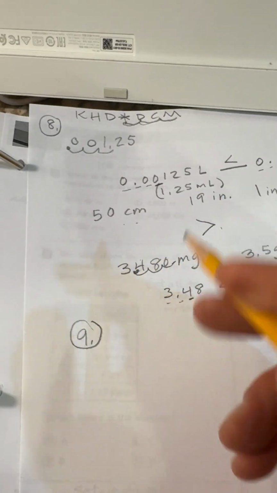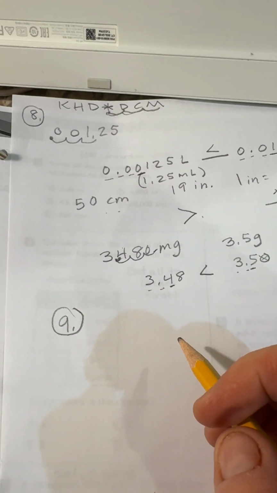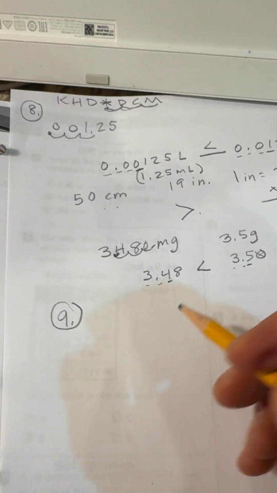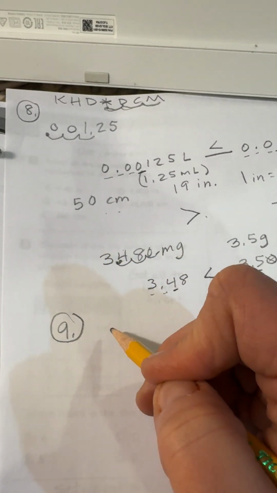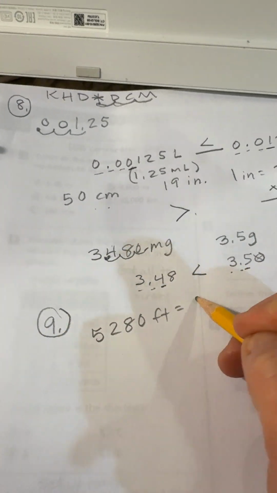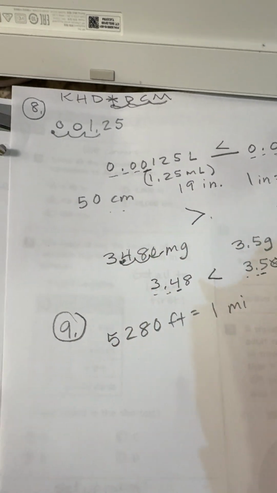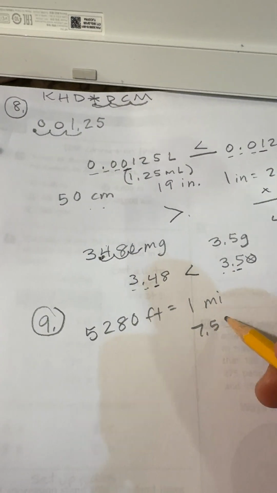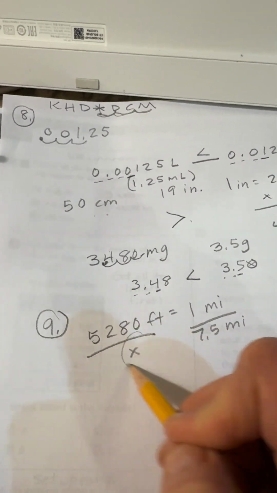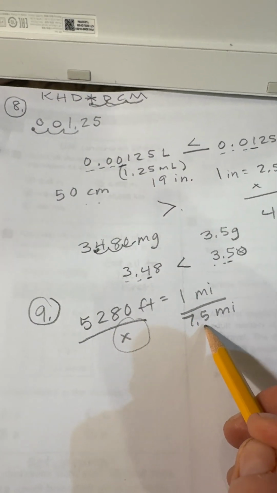Number 9 says, how many feet are in 7.5 miles? Well, actually, this might be the easiest one on here. I told you that about another one, but we know that there are 5,280 feet in 1 mile, but we actually have 7.5 miles. So here's a conversion factor. We're trying to figure out what this one is. How many feet are in 7.5 miles?